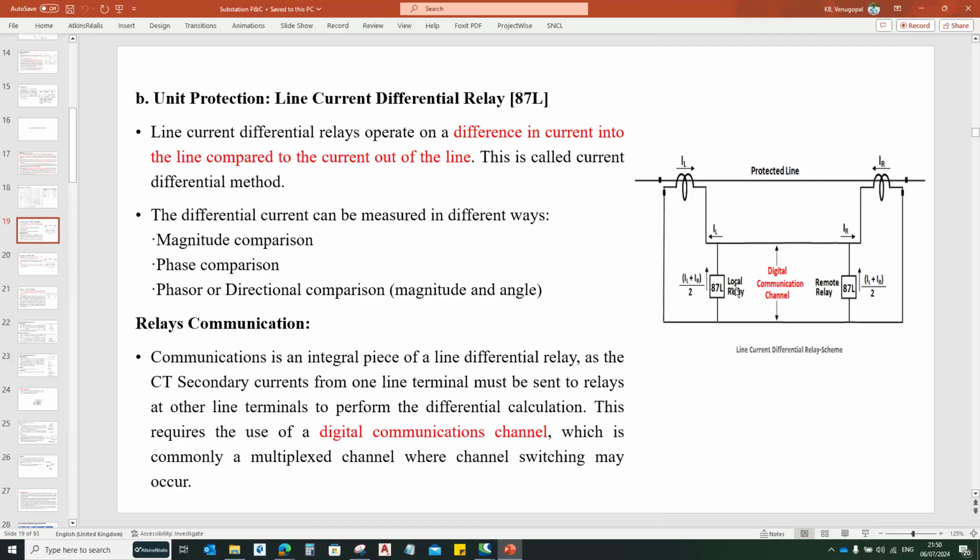Between these two relays, I will provide a communication link, so that at every instant it will extract the current inputs from one end to the other end. This relay will collect the current input from the remote end and compare it with the local currents. If there is any difference in the current, the relay will operate and give a trip command to the circuit breaker at the local end. That is the reason the communication path is very important when you are using differential current protection in the transmission line.